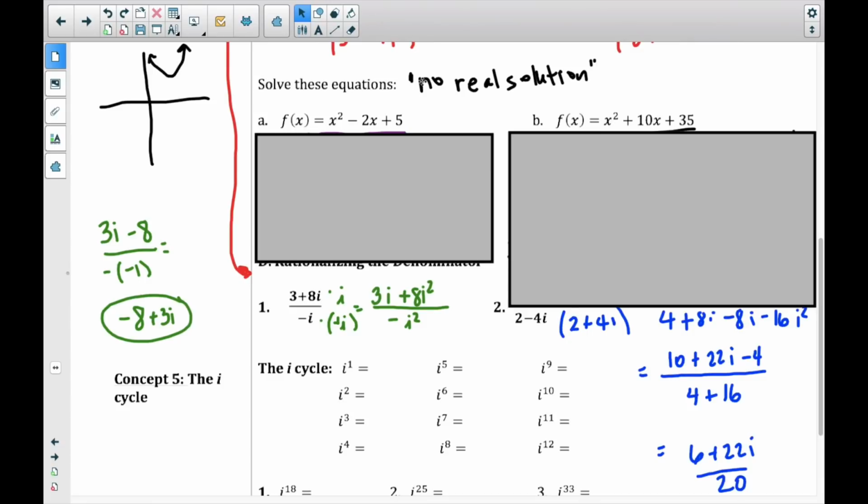Before we even do that, though, realize that because the discriminant is going to be a negative number, if we put these in our calculator, we would get something that tells us there's no real solution.